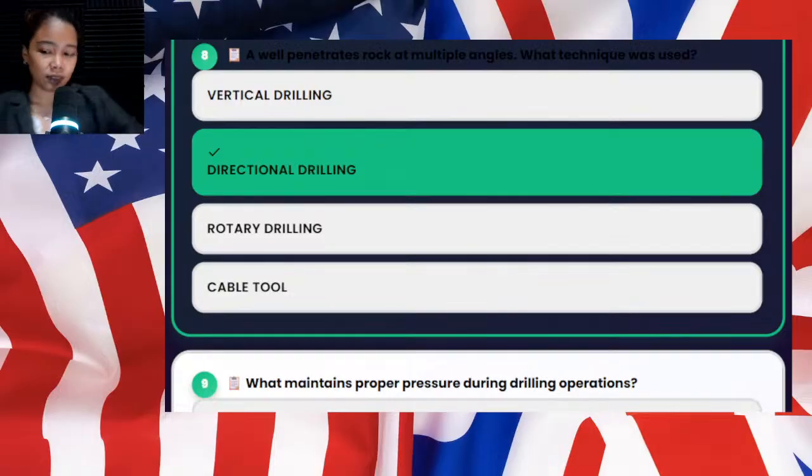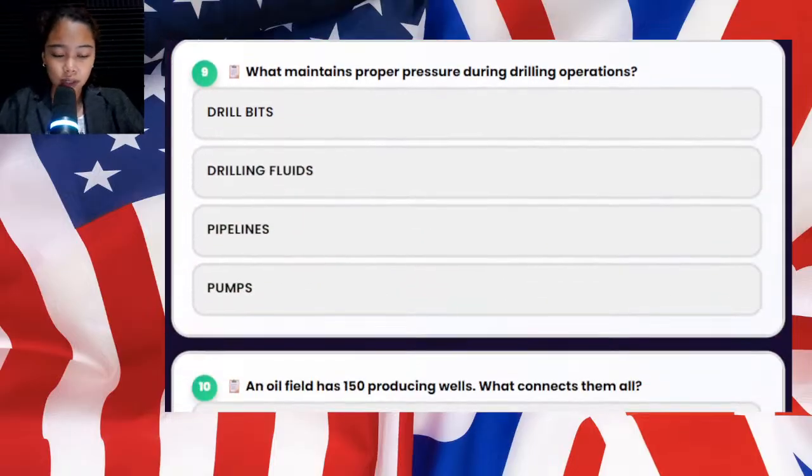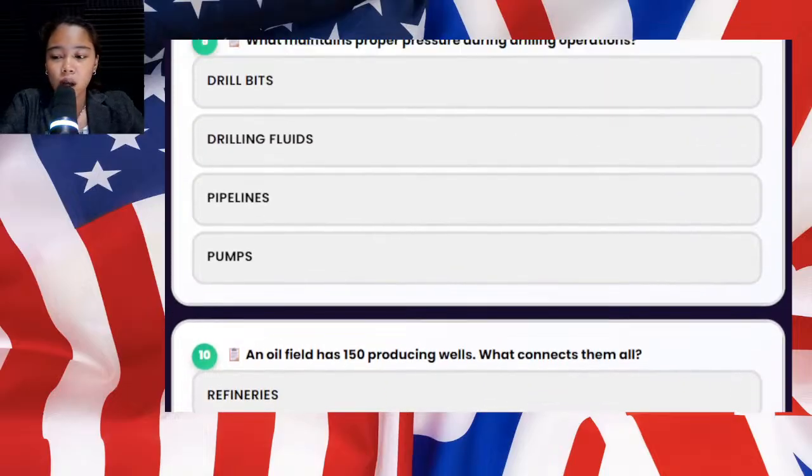Next, we move on to number 9. What maintains proper pressure during drilling operation? Is it the drill bits, drilling fluids, pipelines, or pumps? Share your answer in 10 seconds.